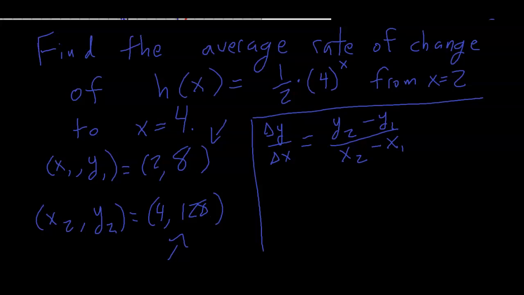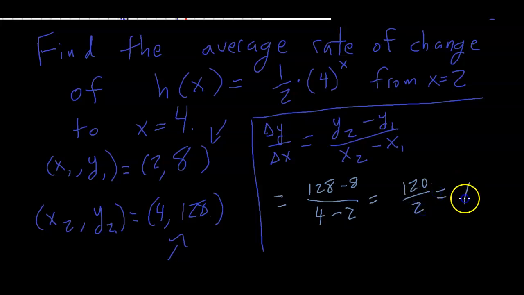Okay, so let's substitute in these values. y2 minus y1, that's going to be 128 minus 8, right? Divided by x2 minus x1, that's going to be 4 minus 2, right? Well, this is going to equal 120 divided by 2, right? Which is what? Positive 60, right? And there's our answer. The average rate of change of h of x equals 1/2 times 4 to the x power over the interval x equals 2 to x equals 4 is positive 60.